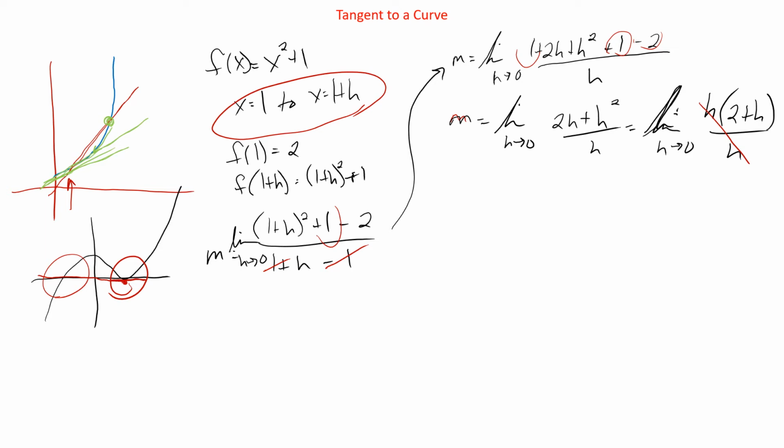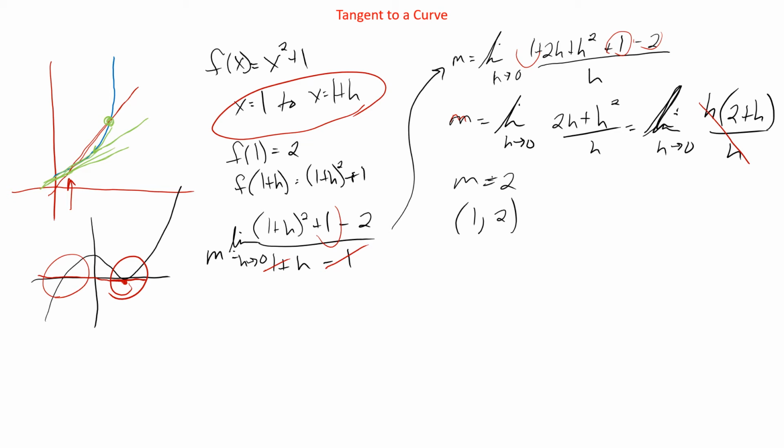When we plug in 0 there, 2 plus 0 is just 2. So the slope of the tangent line at x equals 1 is 2. We can find the equation of the tangent line as well. We know the point. The point was 1 comma 2, right? We know that from just the equation. We're at the point x equals 1. We plug it in, we get 2. Our slope also happens to be 2.